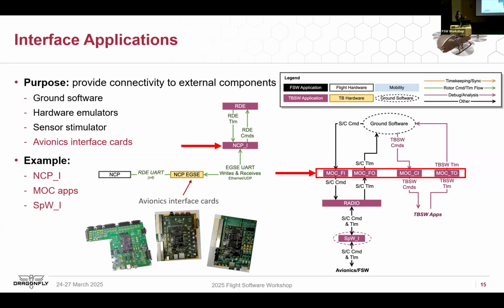We also have, on the right, what we call our mock apps. Those are essentially both the spacecraft or flight software's interface to the ground, so spacecraft commanding and telemetry. And then on the right side of that, you can see our testbed software commands and telemetry as well. And then at the bottom of that, you can see SpaceWire interface. So that's where we have our interface to the SpaceWire cards that are then connected to the avionics and flight software.